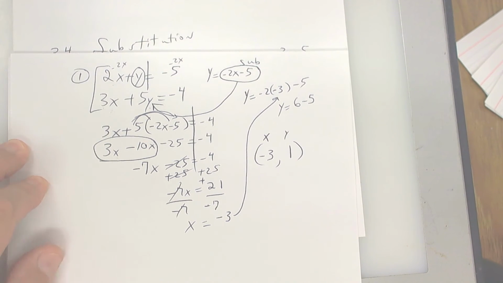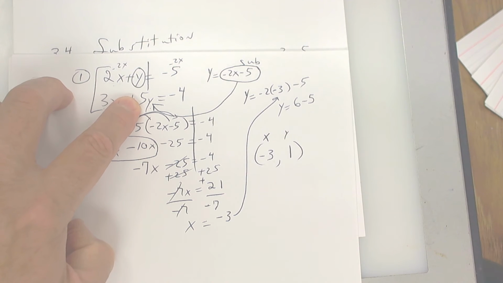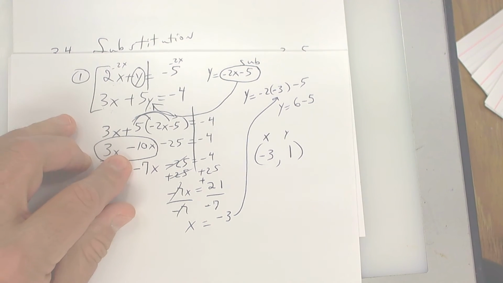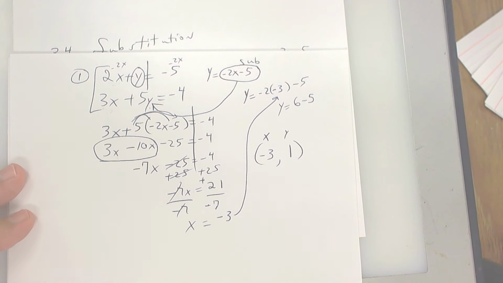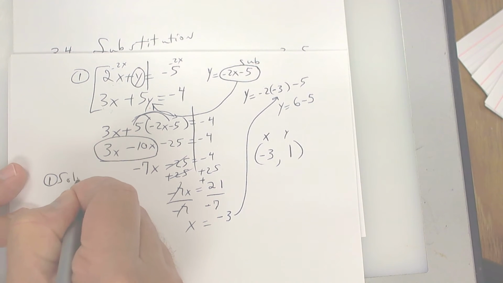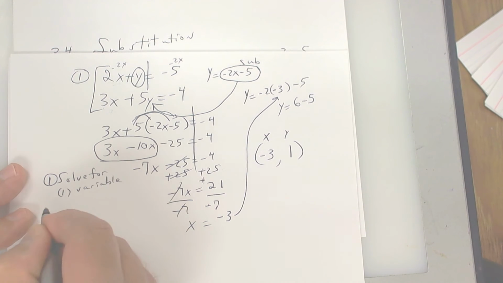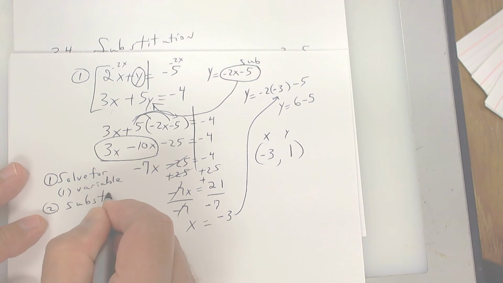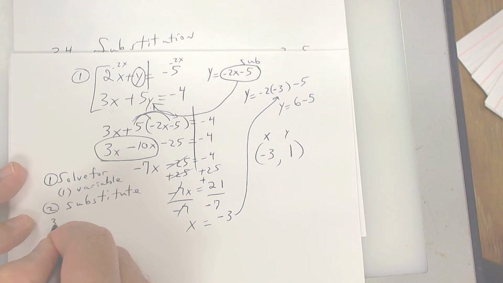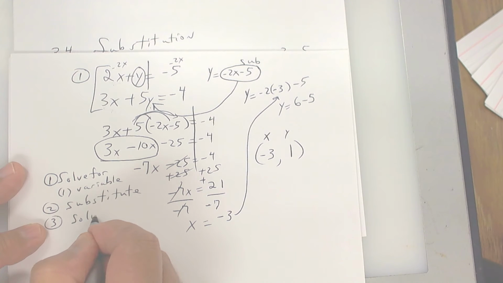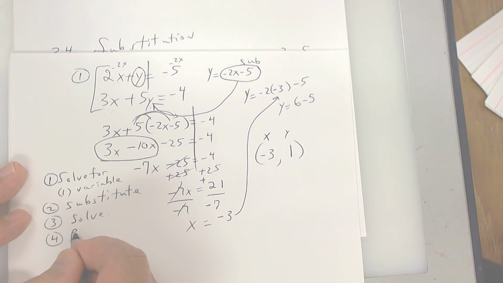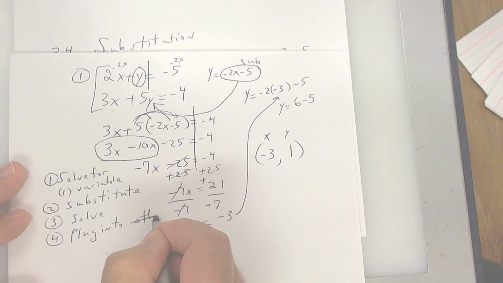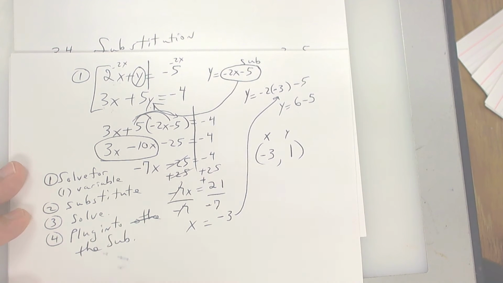Number 1, step 1, you're looking for 1 variable by itself. Step 2, you're solving. Step 3, you're substituting. And step 4, you're working out. Let's write that down. Step 1, solve for one variable. Step 2, substitute. Step 3, solve. And then plug back in. Plug into the other equation, or plug into the sub. And I think that's pretty much it.